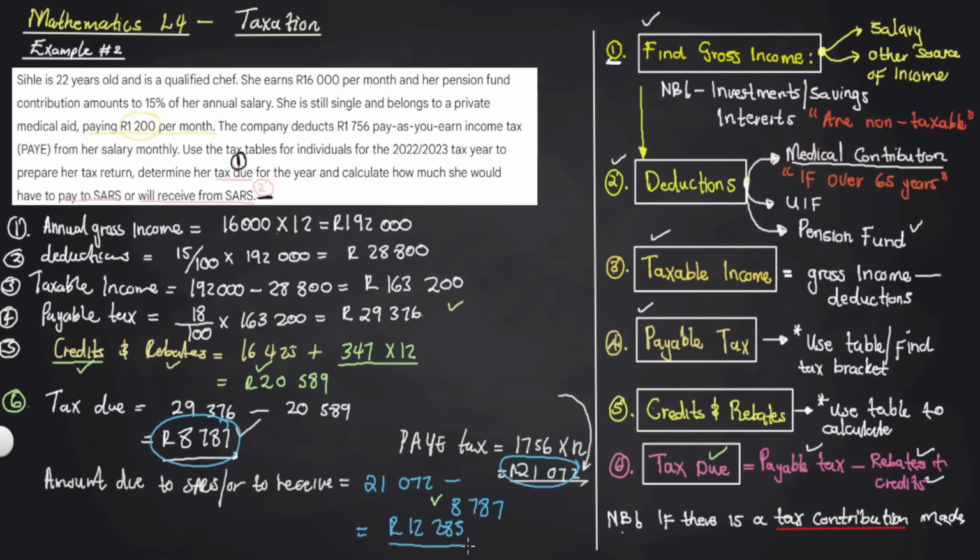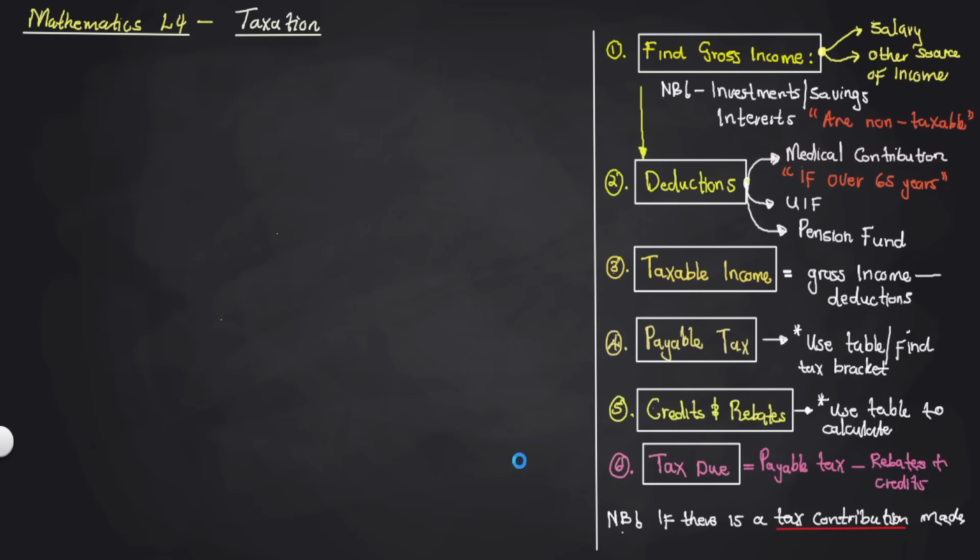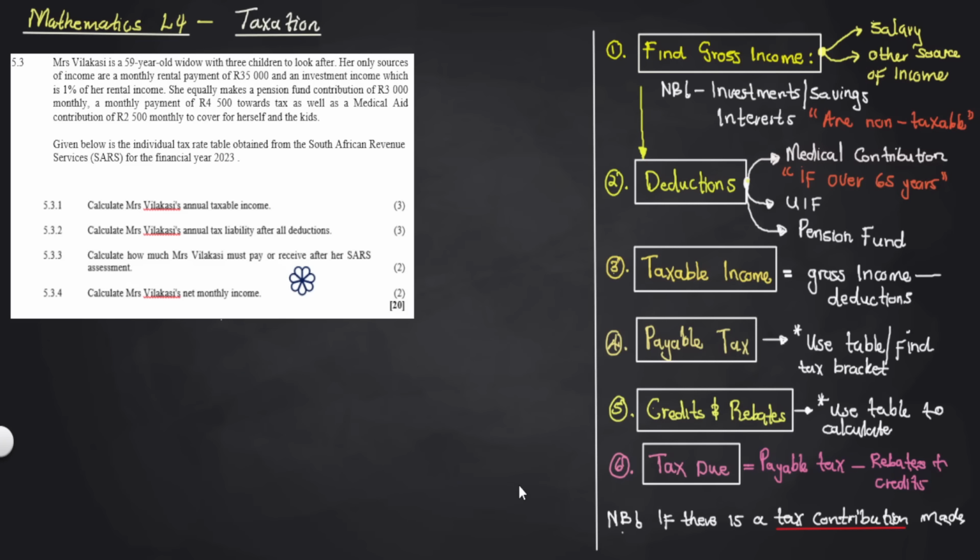12,285. So this is how much she will receive from SARS. Okay, let's take one more example, just one last example. This one is coming from a question paper. I don't remember which one.